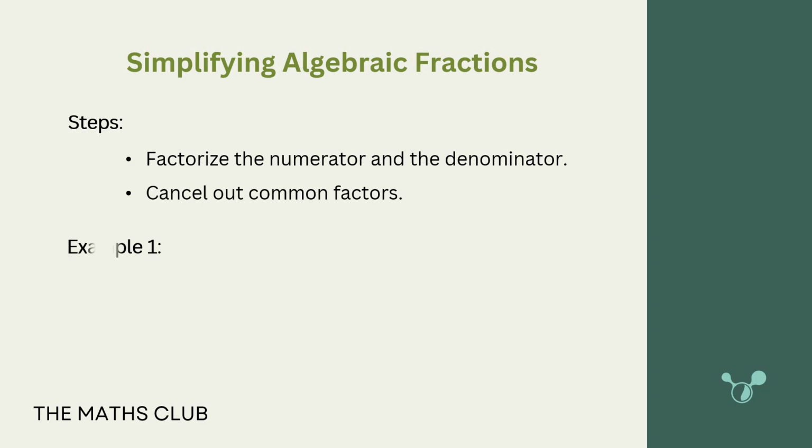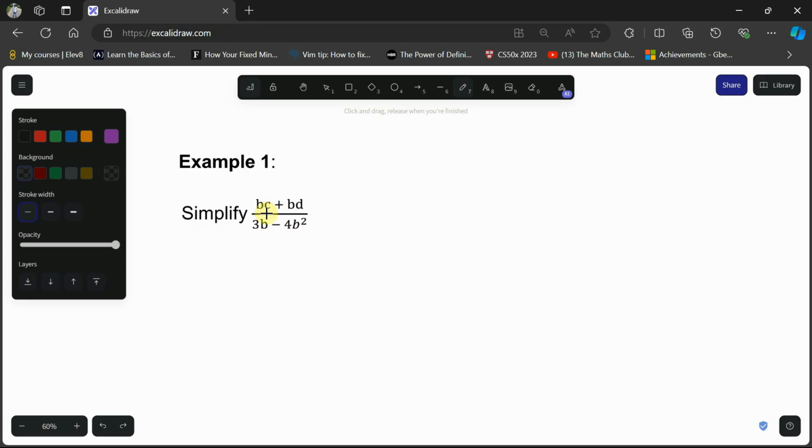Let's say an example. This example says that we should simplify bc plus bd all over 3b minus 4b squared. What is common here is the b. You can see b in bc, you can see b in bd, so I can factor out the b and say b open brackets. bc divided by b will leave me with c, plus bd divided by b will leave me with d. So I'll close the brackets. All over, what is common at this bottom, you can see b here, you can see b squared here. So if I factor out b from this, I'll be left with 3, because 3b divided by b will give me 3, minus 4b squared divided by b will give me 4b.